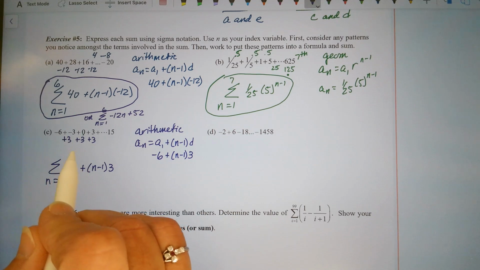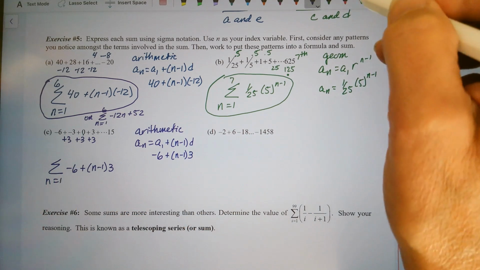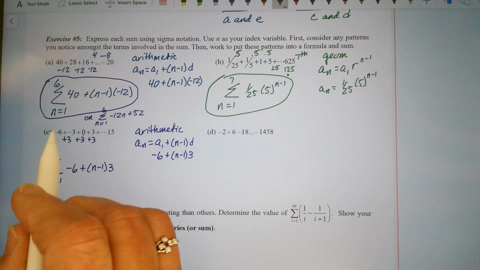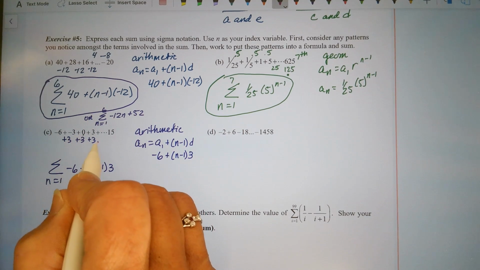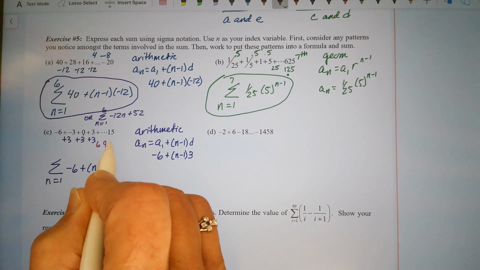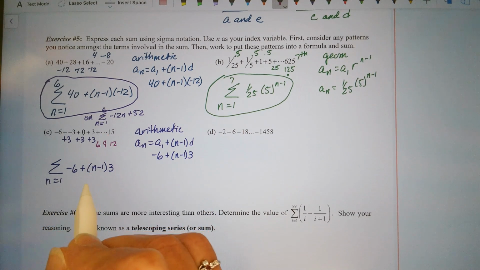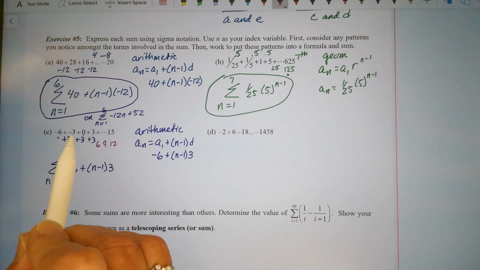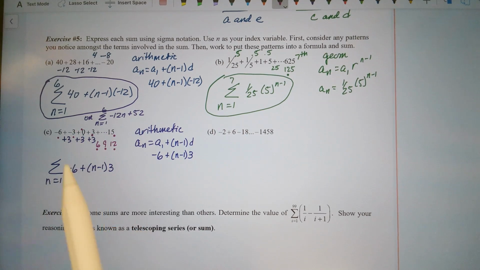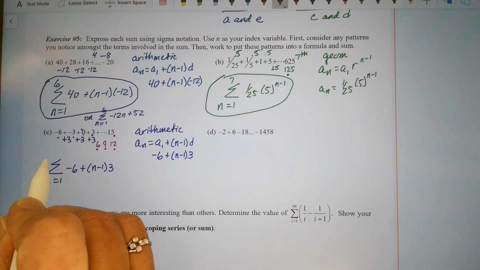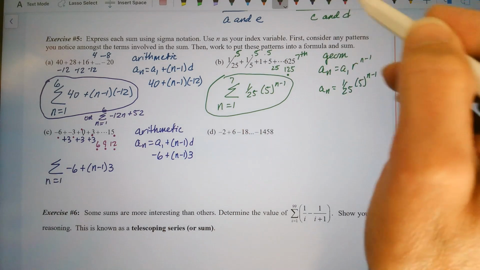Alright, so let's see, use a different color. So -6, -3, 0, 3, add 3 would be 6, add 3 would be 9, add 3, 12, and then add 3 finally at 15. So 1, 2, 3, 4, 5, 6, 7, 8. So 15 is the 8th term.